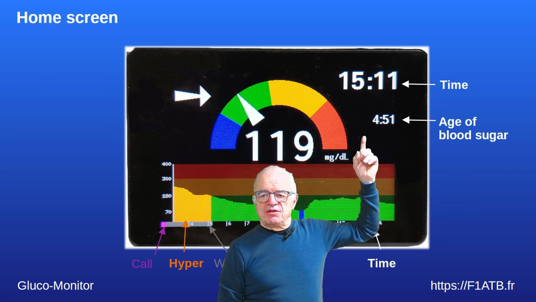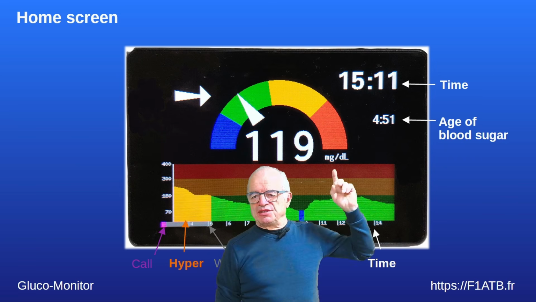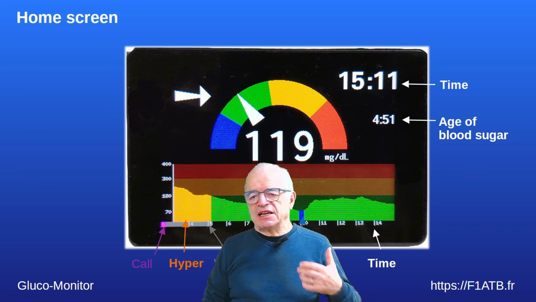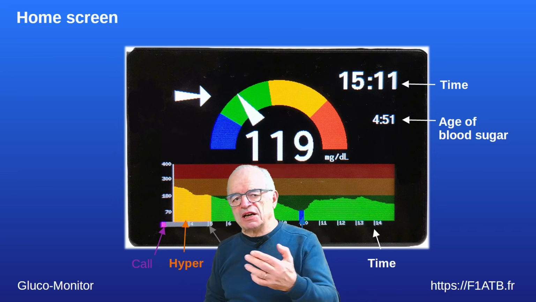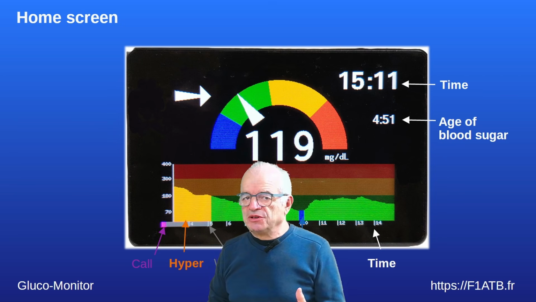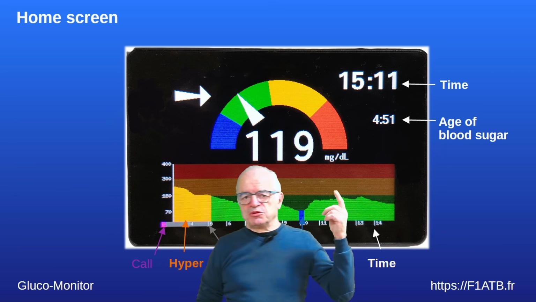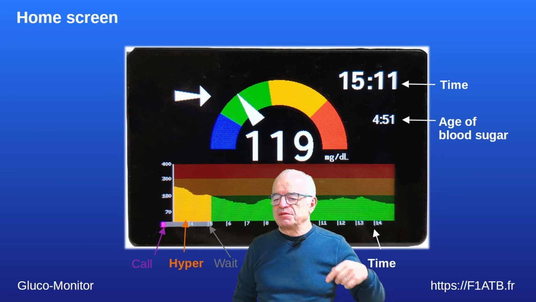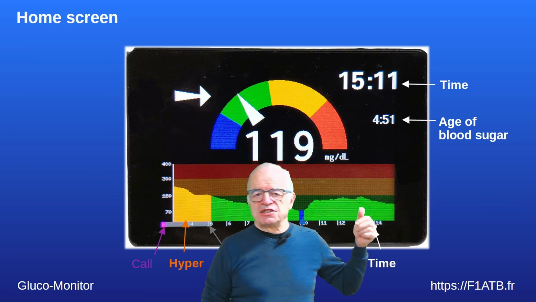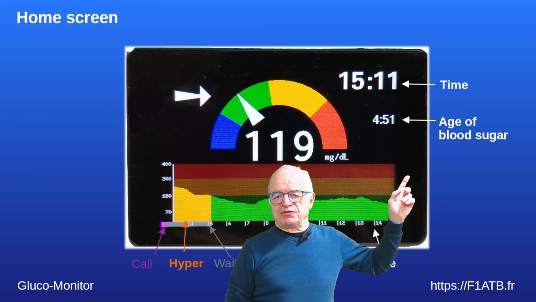On the top here you have a clock and also another parameter which is important, which is the age of the blood sugar. Permanently, the sensor transfers the data to the smartphone and to the cloud. But imagine, for example, the smartphone is not close to the sensor, so there is no information transmitted. So that means when you ask the LibreView cloud to obtain a glycemia, this glycemia maybe is a little bit dated. So you have the age of this glycemia in minutes and seconds. So you know that, for example, here it's 4 minutes 51.